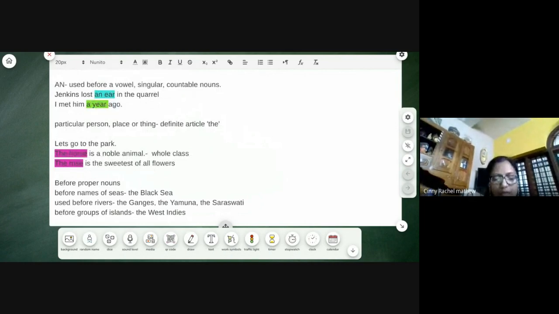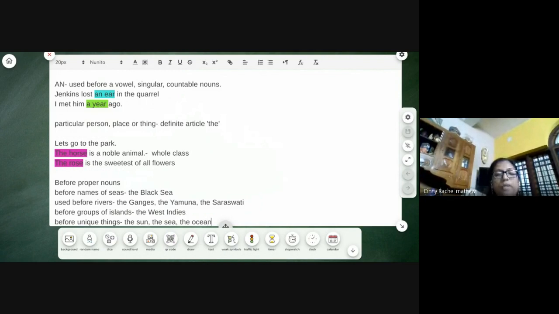Now, the also comes before unique things. Unique things like the sun, or the sea, or the ocean, etc.